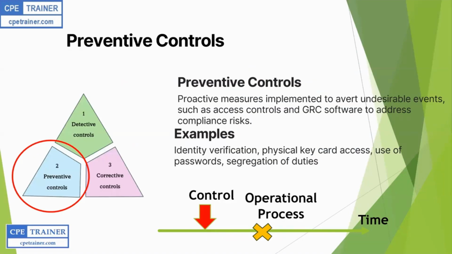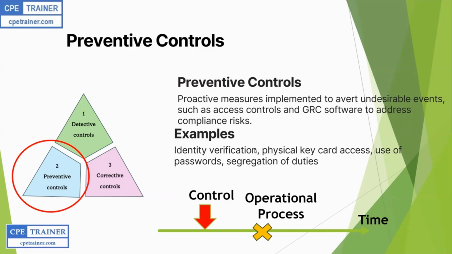A preventive control is something that is before. So you have an operational process and the control kicks in before the process happens. It's a proactive measure, and it aims to make an undesirable event impossible. It prevents an event from happening. And that's the key. That's why preventive controls should be given priority over detective controls.